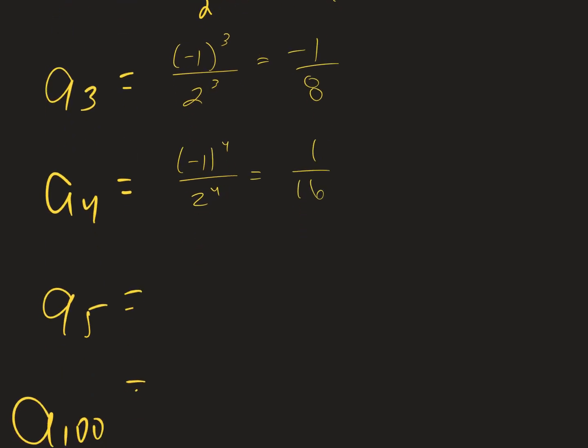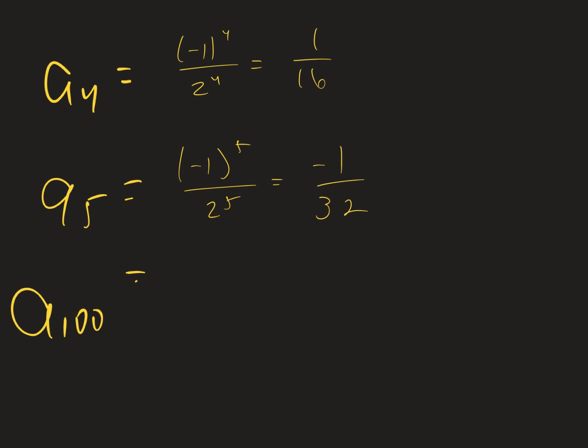16, good. So then I have -1 to the 5th over 2 to the 5th. What's -1 to the 5th power? -1, good. What's 2 to the 5th power? 32. Now this last one ends up being a ginormous number. So -1 to the 100th over 2 to the 100th. You're going to get some sort of scientific notation.